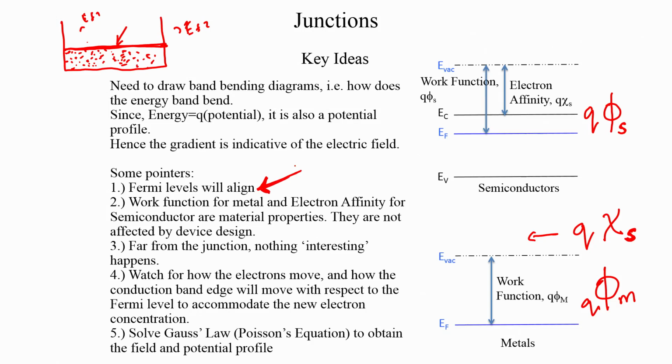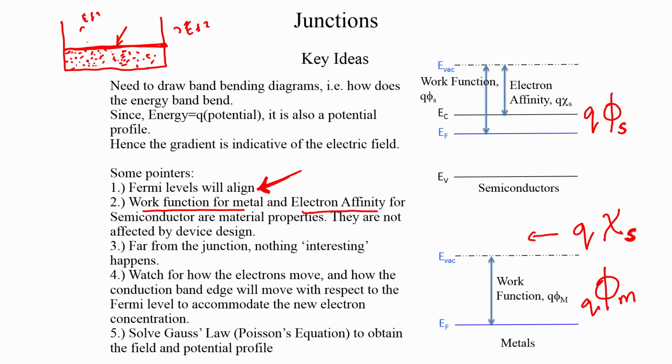The first point in order to understand what happens to the conduction band edge, valence band edge and the Fermi level is to note that the Fermi levels will align the moment you create a junction. That is the first point. The second point is something that we have already discussed, which is that the work function for a metal will always be a constant, and the electron affinity for a semiconductor will always be a constant. So these two will not change.